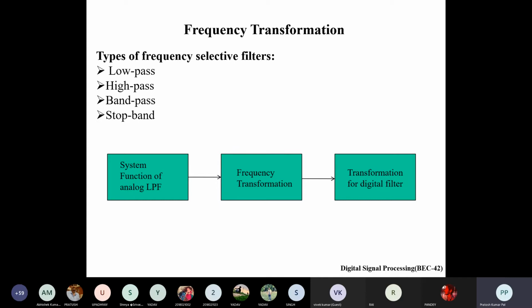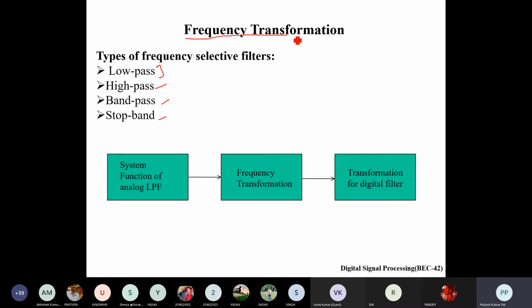Up to that point we have only focused on the low pass filter. But in practical applications we not only require a low pass filter, we also need other filters like high pass filter, band pass filter, and band stop filters. So once we have gone through the low pass filter design, we will convert it to any of these filters. The mathematical expressions and mappings we use for this conversion come under the frequency transformation.